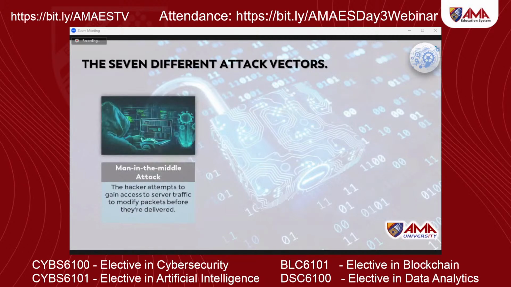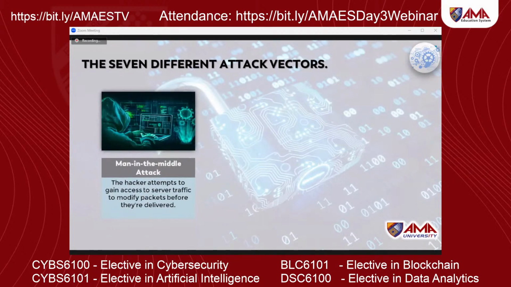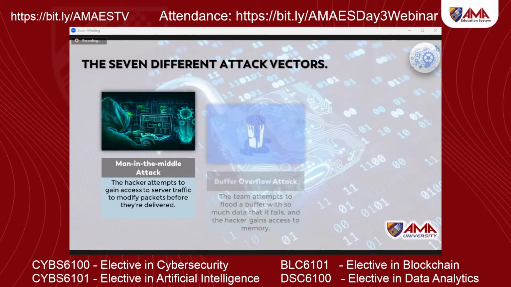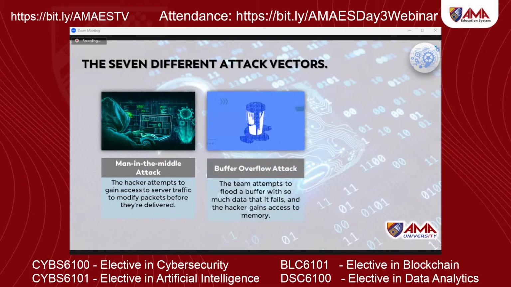is the man-in-the-middle attack. This one, the hacker attempts to gain access to server traffic to modify packets before they are delivered. Buffer overflow attack, the team attempts to flood a buffer with so much data that it fills and the hacker gains access to memory.